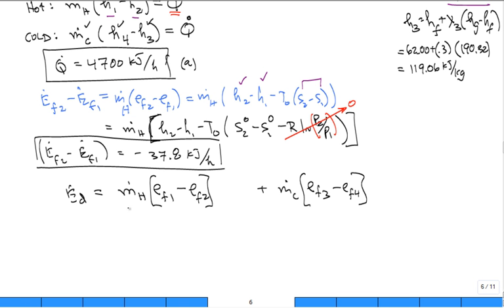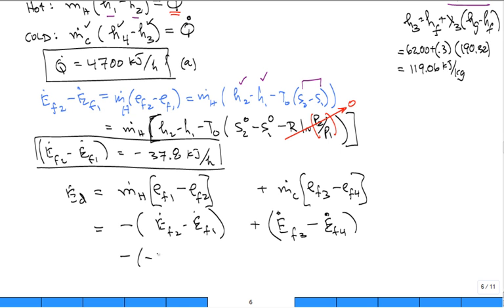And what was this that we just calculated? Minus the change in the flow exergy rate of the hot fluid stream. And then this is going to be the change in the flow exergy rate of the cold fluid stream. It's kind of like, well, why is there a minus here and a plus there? Well, just do the math. So we're going to have a minus 37.8 kilojoules per hour.